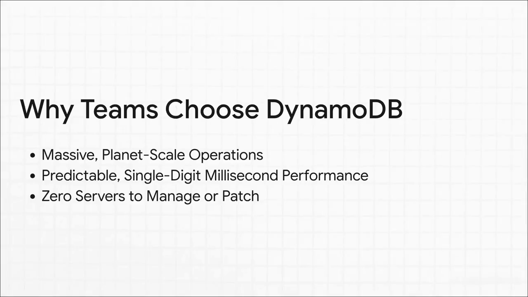So, why do teams at places like Amazon, Disney, and Dropbox build on this thing? Well, first off, it is built for massive, planet-scale operations. Second, the performance is just incredibly predictable. We're talking single-digit millisecond latency all day, every day. And third, and this is a big one for architects, it's serverless. That means zero servers for you to manage, patch, or worry about. You get to focus on your design, not the infrastructure.